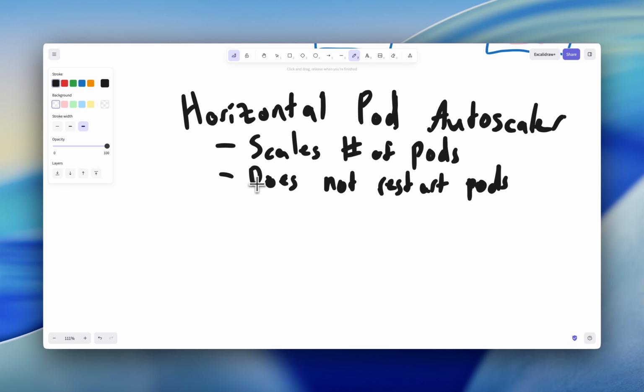And the last one that we're going to talk about is vertical pod autoscaler. So we talked about horizontal pod autoscaler up here. Now we're going to talk about vertical pod autoscaler. So what do we need to know about vertical pod autoscaler? Vertical pod autoscaler scales the compute and the memory of individual pods based on their usage. Unlike horizontal pod autoscaler, vertical pod autoscaler may restart pods, and it cannot be done based on custom metrics. It has to be done based on the built-in metrics available.